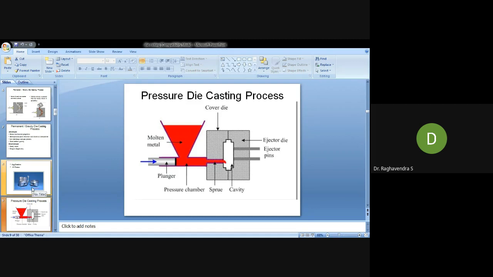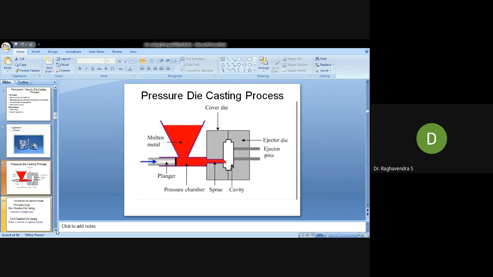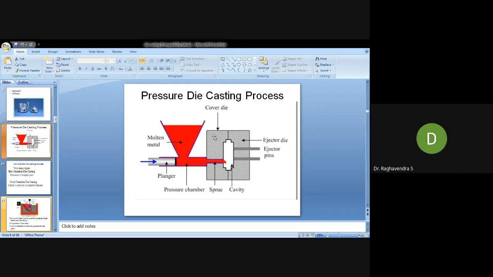What is the difference between gravity and pressure die casting? If somebody asks, you should immediately be able to remember this diagram. You can draw a suitable diagram; it need not be like this. You can make your own convenient one. You can keep one small pump kind of thing, some chamber, a pushing cylinder. You can write this.